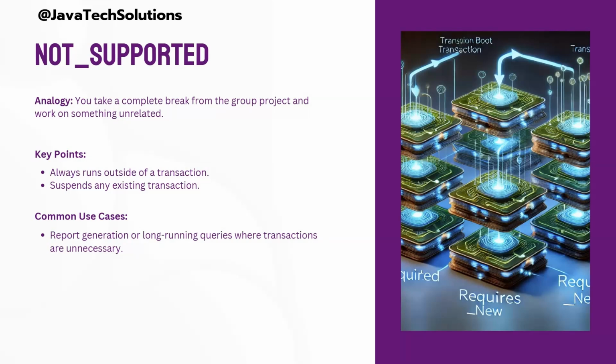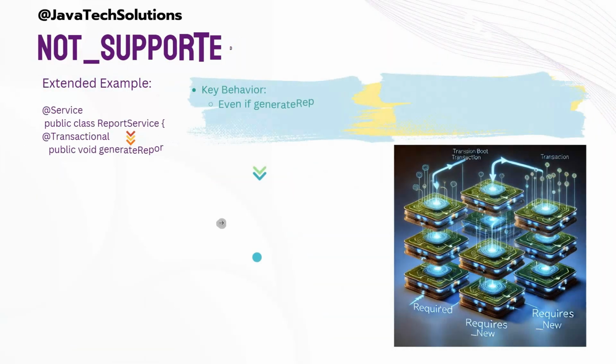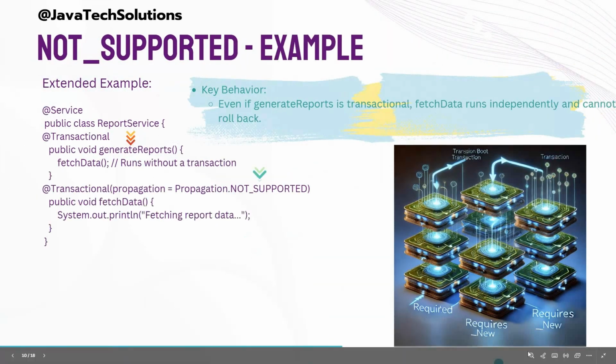Non-critical operations, tasks that don't require transactional support, as I said, like logging or sending notifications. If we want to avoid deadlocks, nested transactions or unnecessary locking, where non-transactional behavior is preferred. For performance optimization, it is useful for operations that don't need transaction overhead. If we talk about the examples for this one, we will see this report service over here.